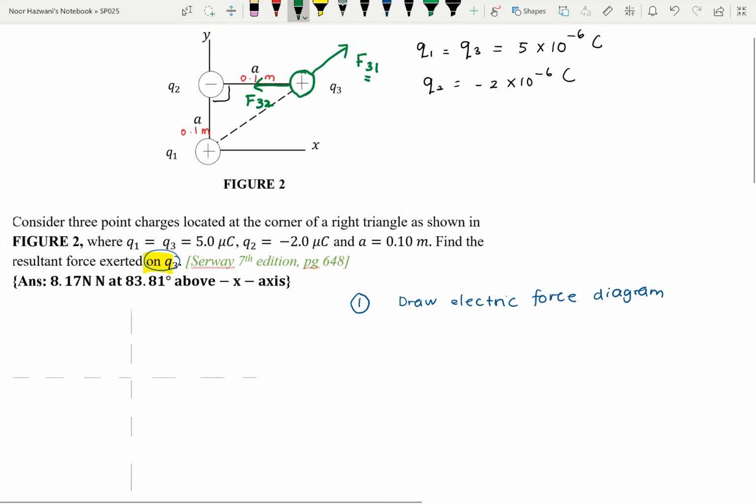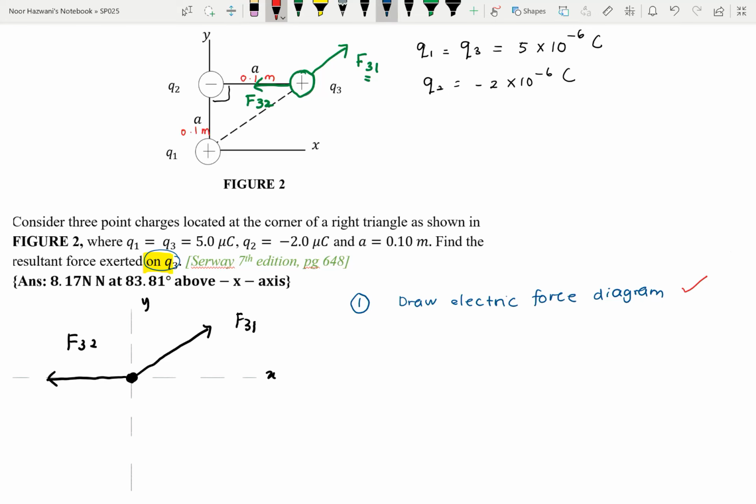So, untuk lebih kemas, kita akan lukis. Okay. Jangan lupa buat dotted line ni untuk represent you punya X component and Y component. So, ini ada X, ini adalah Y. So, kita lukis balik. So, ini adalah F31 kita. Okay. So, ini adalah F32 kita. So, kita ada dua electric force. Okay, yang terlibat. Okay, so step pertama done. Okay, so moving on to second step.